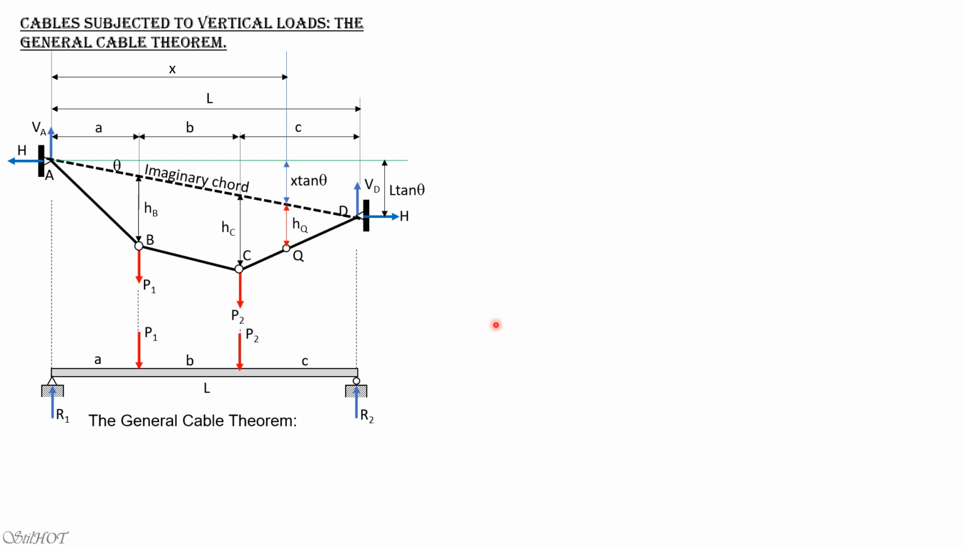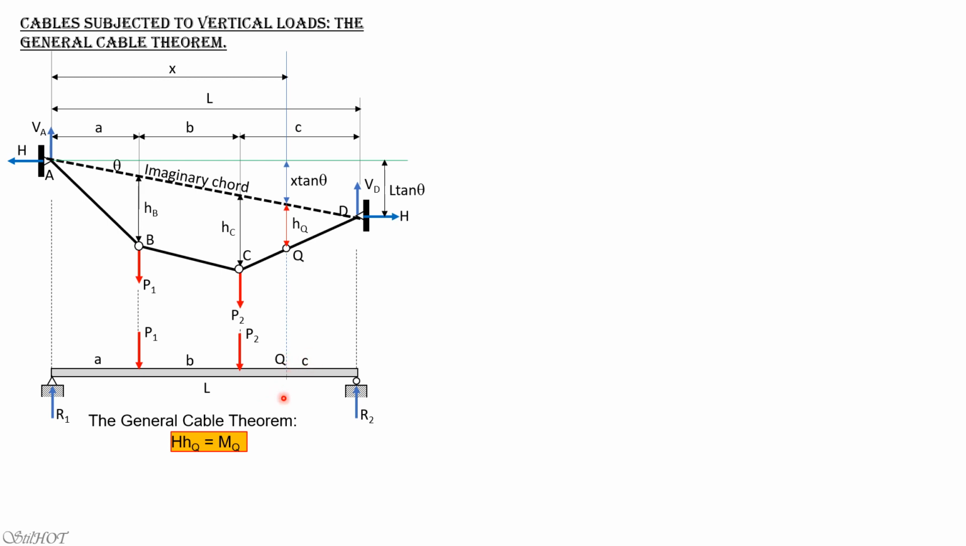So this is the general cable theorem which we are about to prove or to verify. That is, the product of the horizontal component of tension and the vertical distance of any point on the cable to the imaginary chord. So H times h sub q is equal to the moment at the same point on the determinate beam Q on the beam loaded with the same loadings. So that is H times hq is equal to the moment at this point in this beam here subjected to the same loadings, MQ. So to solve for MQ, you solve for R2, then the moment at point Q is simply R2 times that distance, right? If you cut the section containing Q, and you simply sum up moment here, that's the moment at Q.